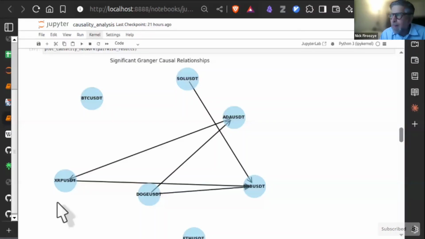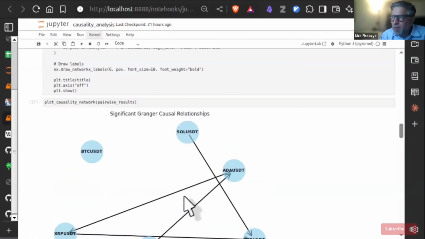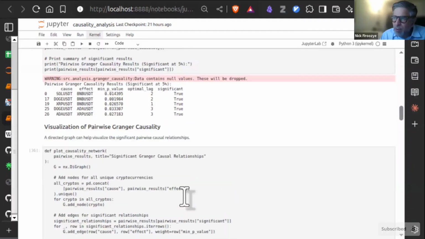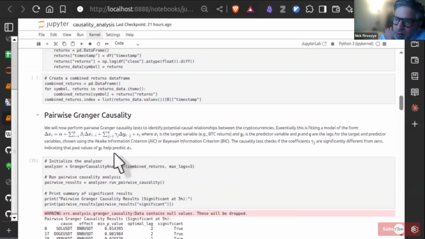relationships based on that. Now, the other thing to point out here is this was a very, very simple kind of model that we were testing. It's basically just a bivariate model. You have Ripple over here as the X variable and Cardano as the Y variable, for instance, and that's all you're testing. But in reality, you can potentially have more complex models where you have more lags, more other variables, the other crypto. So far we're only looking at pairwise relationships.